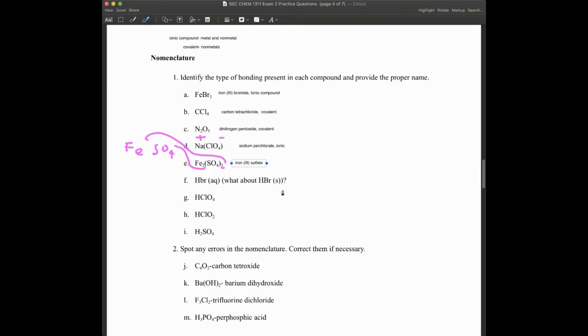Cool. So let's do the first one. HBr. What is HBr in the aqueous state? Hydrobromic acid. Perfect. Because it's aqueous and has a hydrogen in front of it, we're going to name it hydrobromic acid. Okay, so let's do the second one. What about HBr? Hydrogen bromide, for salt. Perfect.